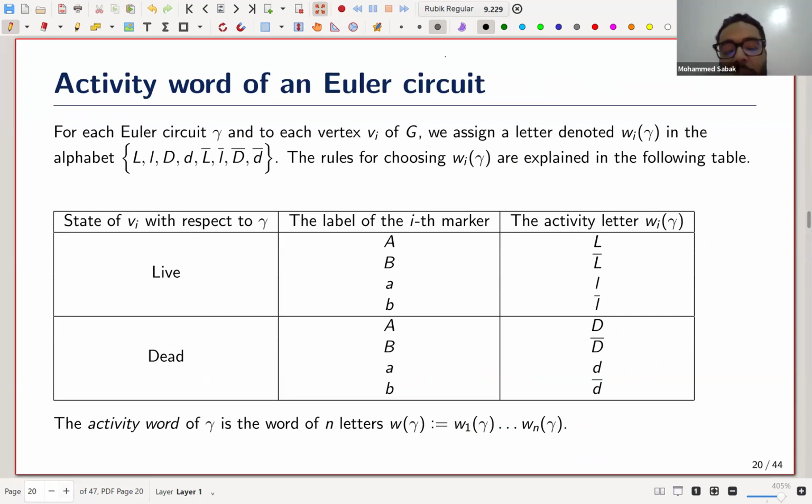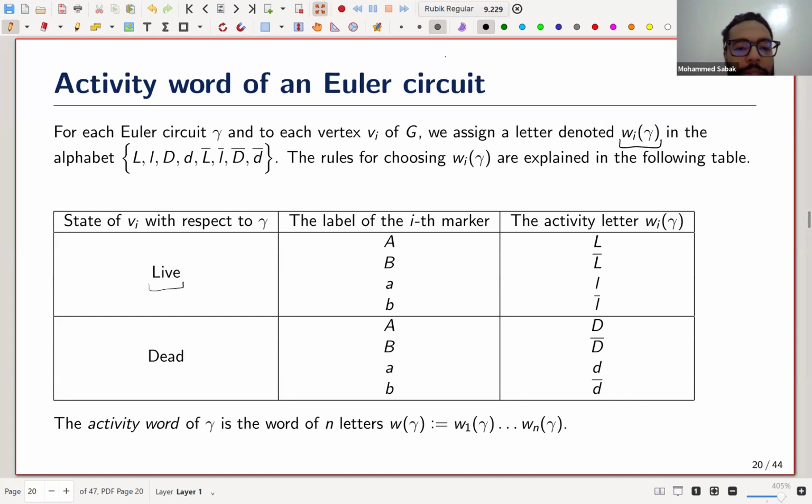So once we have an Euler circuit and its states together with their chord diagram, then we can define an activity letter, let's say Wi of gamma, that will be assigned to the vertex Vi. This letter will be picked up from this alphabet here. We have L, capital and little, D, capital and little. We have the overlined ones here. The rules for choosing this letter are expressed in this table.